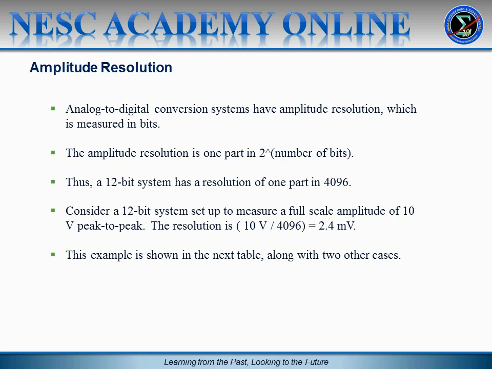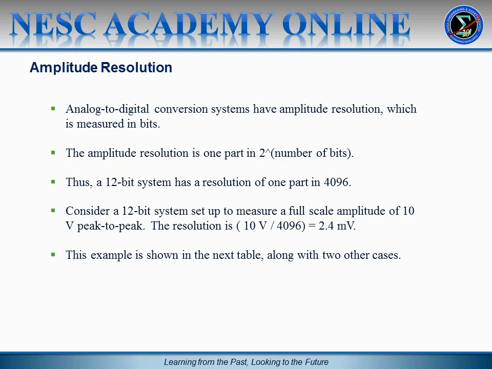Now we're going to turn our attention to the amplitude resolution. So the amplitude resolution for digitized data is measured in bits. And the amplitude resolution is 1 part in 2 to the exponent number of bits. So a 12-bit system has a resolution of 1 part in 4096. And here's an example that will help us to understand this principle.